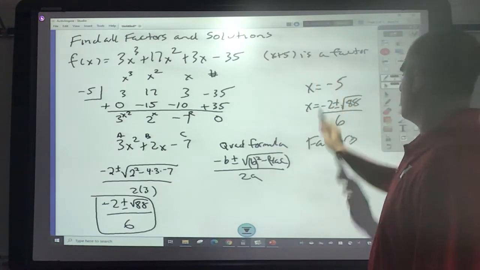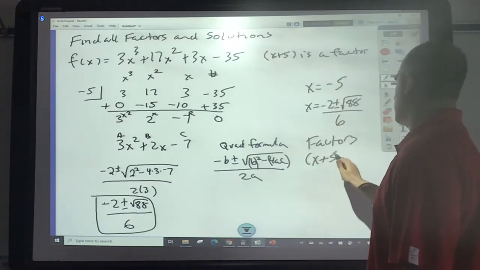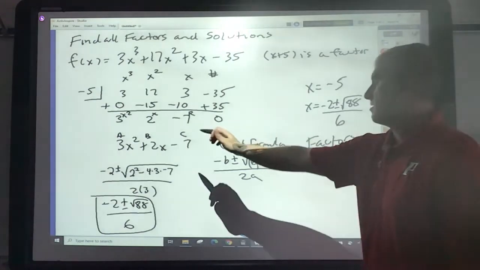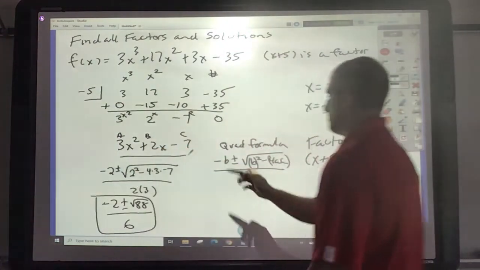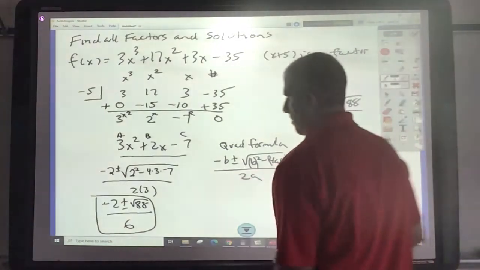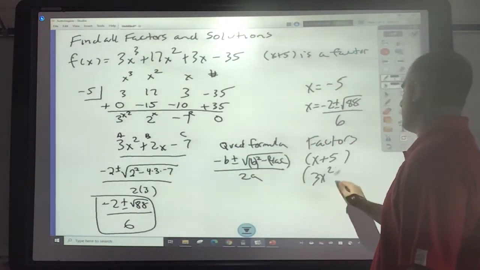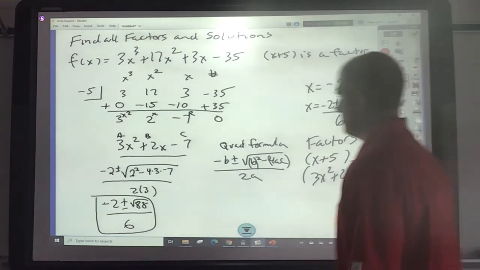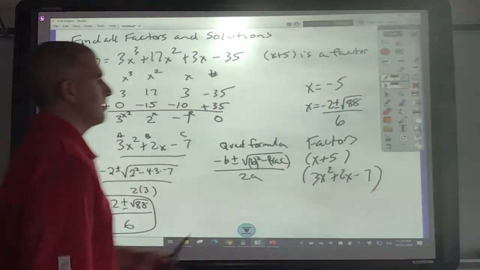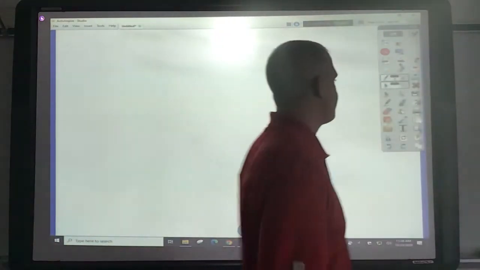Now my factors are going to be x plus 5, and this other factor here, this is not factorable since this is not a reduced square root. If you could reduce that square root, my other factor would be 3x squared plus 2x minus 7, okay? Let's go on to another one.